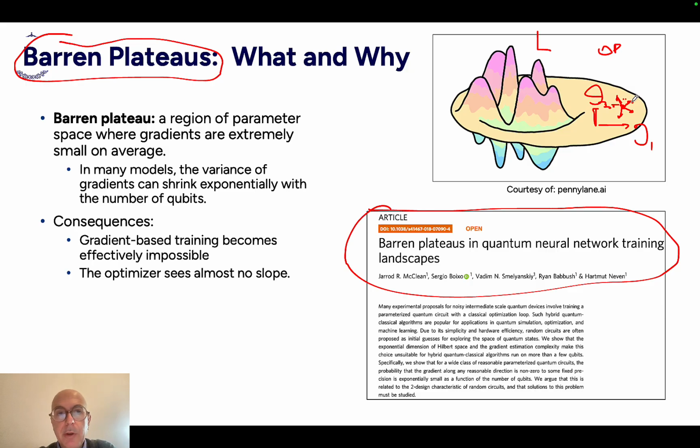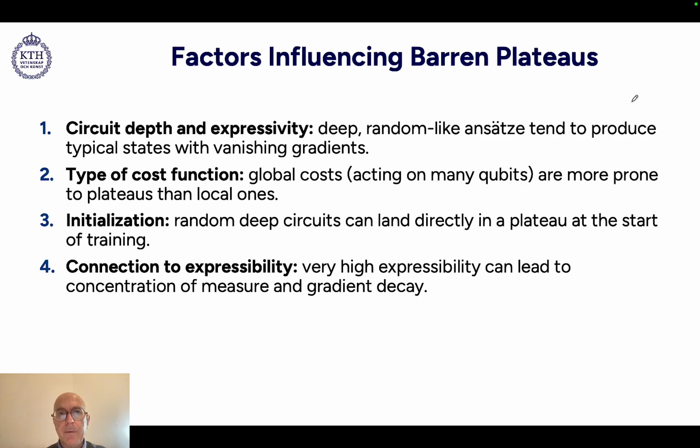So to summarize, the barren plateau is a region of the parameter space or the optimization landscape where gradients are extremely small on average. The consequence of this is that gradient-based training becomes very difficult and challenging, and the optimizer sees almost no slope, no direction, to find new convenient parameters that minimize the loss function. There are different factors influencing the barren plateaus: the circuit depth and expressivity. The larger the number of qubits, the deeper the circuit, the more parameters you have, the more expressive the quantum circuit becomes, but also much more amenable to barren plateaus.